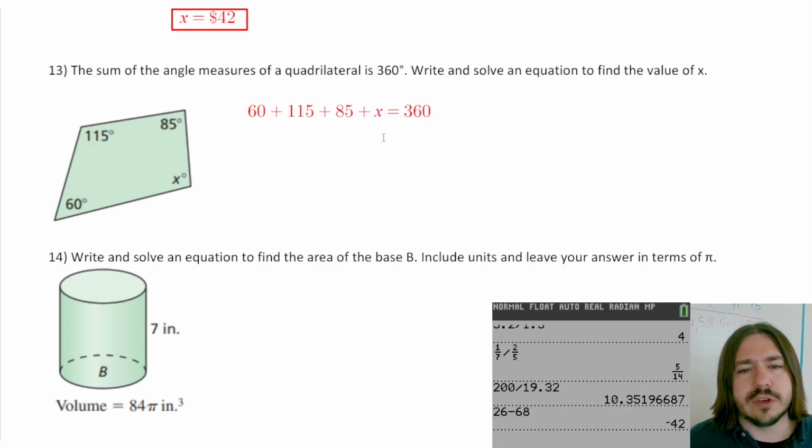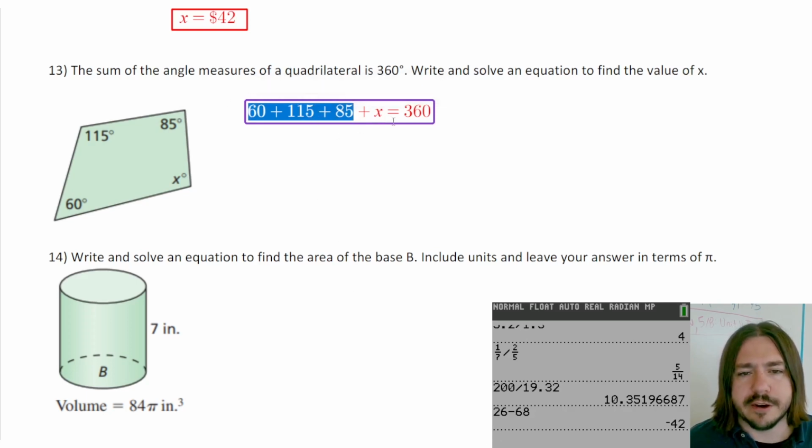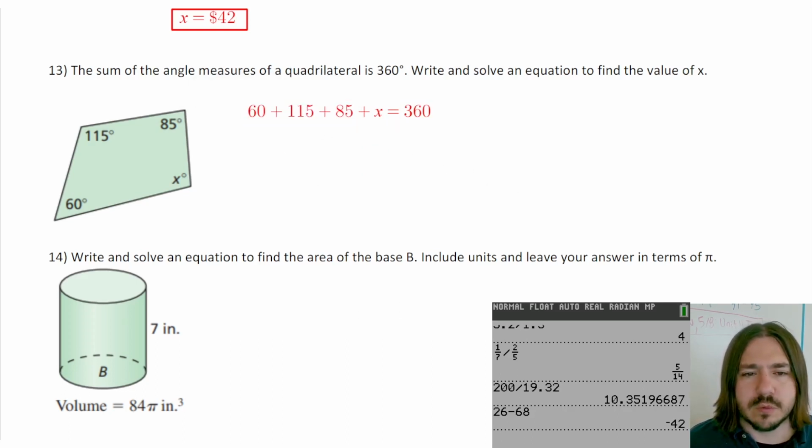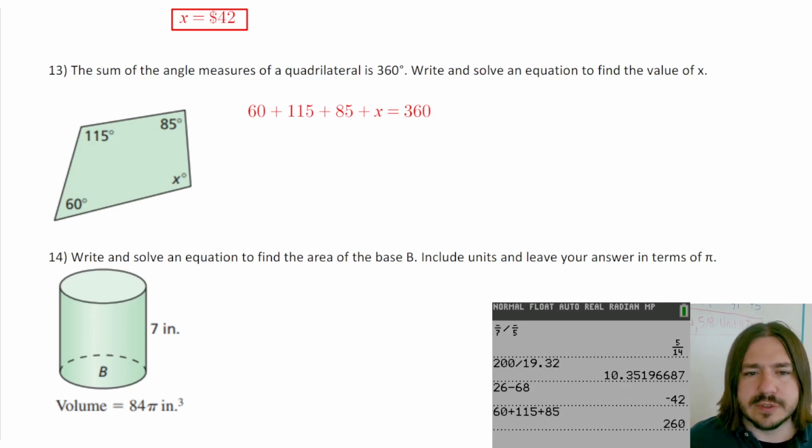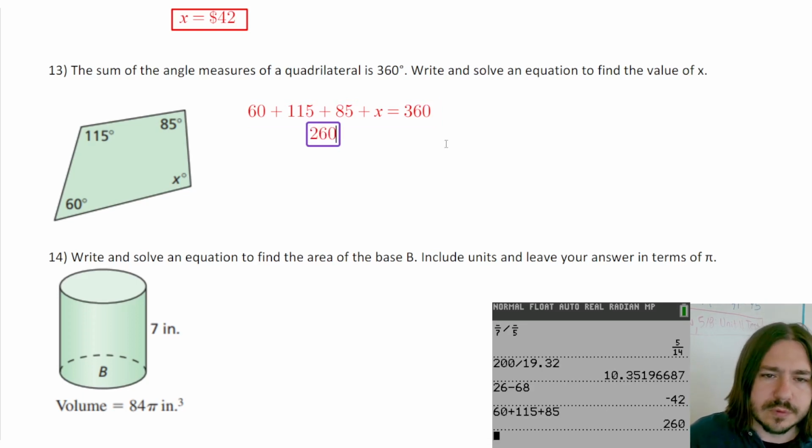Now, there's two ways you could go about doing this. One is to add these all up front. You can combine like terms, which is something we'll do more of later. Or you could subtract these each individually. I think it's probably easier to go ahead and add them up and then do the subtraction. So that's the way I'm going to do this. 60 plus 115 plus 85 is going to be 260. So it's 260 plus x equals 360.